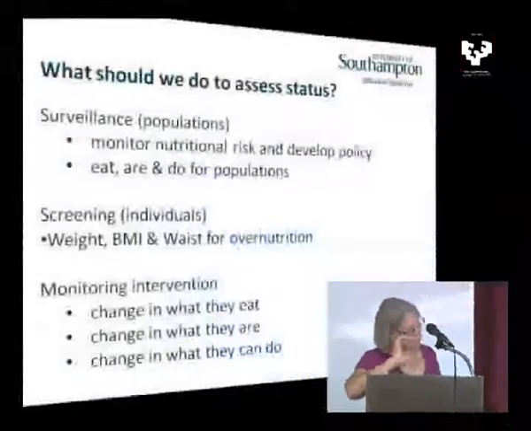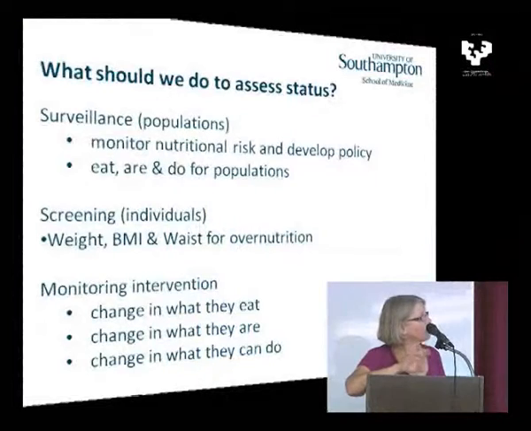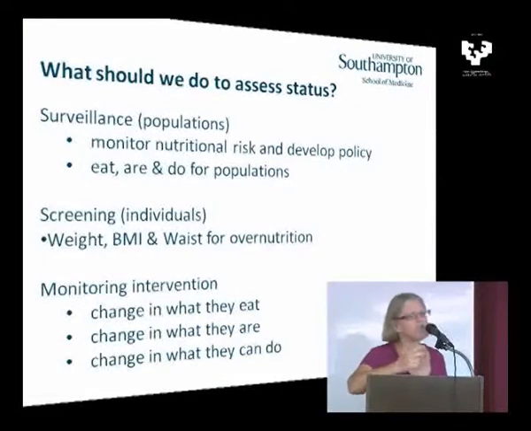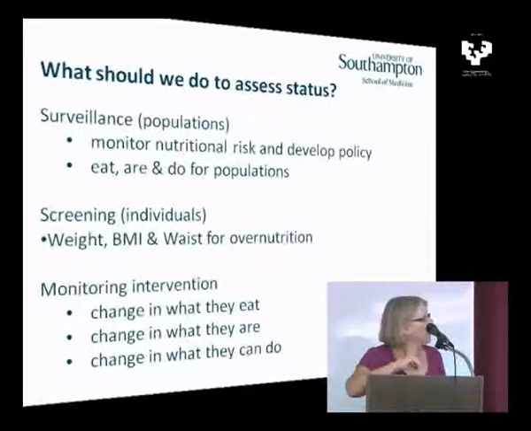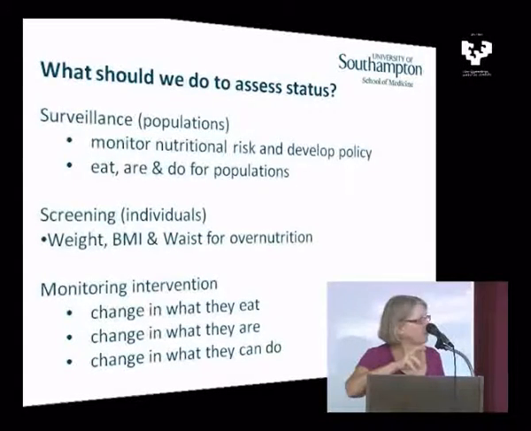So my final slide is what we need to do to assess status at the population level. Do surveillance where we look at nutritional risk and we use that to develop policy. We need to look at what we are, what we can do, and what we eat at a population level. Screening at the individual level is for the body component parts, so weight, BMI, waist circumference. We can do those fairly easily.